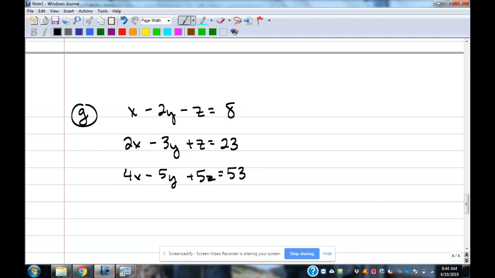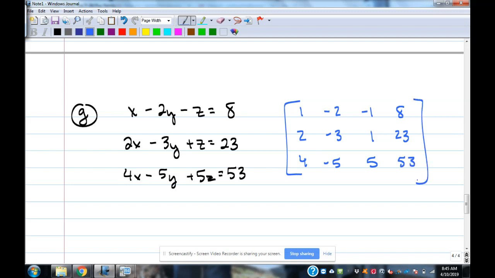Okay, so we got a system. This happens to have bigger numbers in it. Not that that makes any difference as far as the likelihood of infinitely many solutions or no solution. Two-digit numbers are just funner than single-digit numbers. Right? So set up your system. 1, -2, -1, 8, 2, -3, 1, 23, 5, -4, -5, 5.